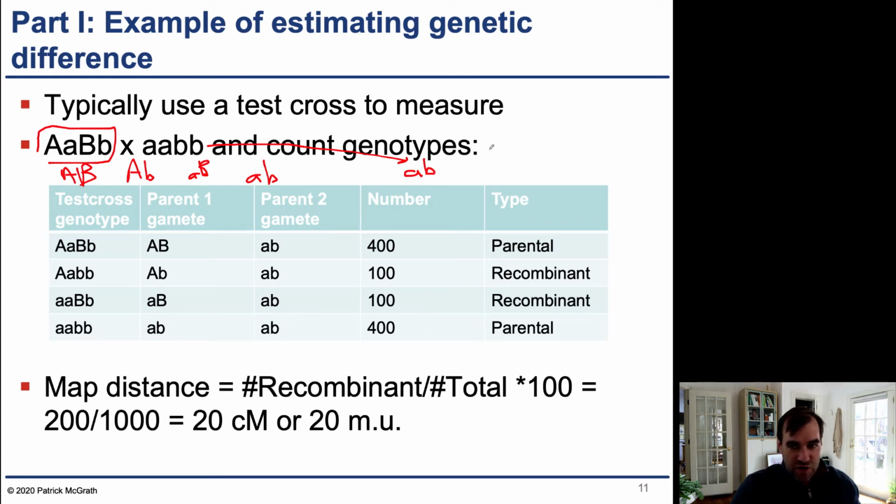So this individual has thousands. So this cross produces thousands, let's say 1,000 offspring. And now we can measure the phenotype of the offspring very easily. It's very easy to measure the phenotype of an offspring.